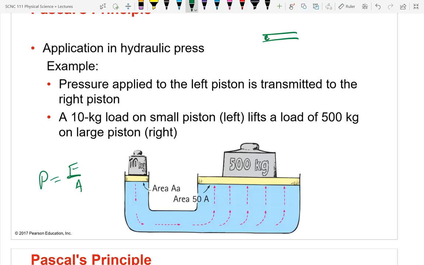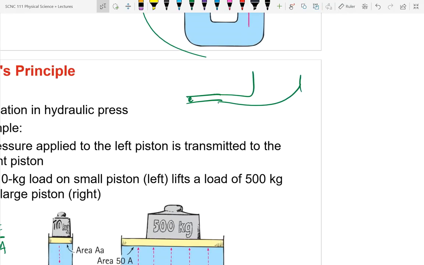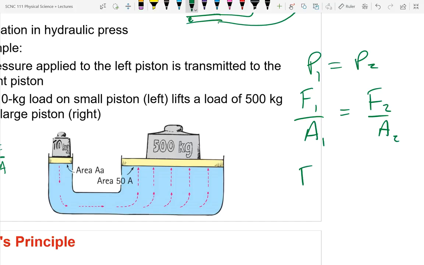Right, small force, big area, or small force, small area can make a big pressure. And then it goes into a hydraulic ram with a really big area so that it can have the same pressure, make a much bigger force. So the whole idea of a hydraulic ram is pressure 1 equals pressure 2, force 1 over area 1 equals force 2 over area 2. Force 2 is what you want to lift, is equal to force 1 times area 2 over area 1.